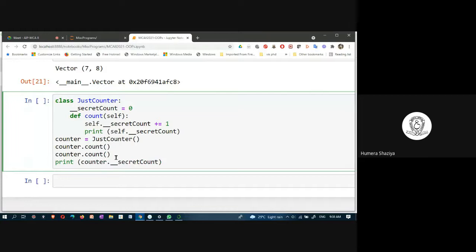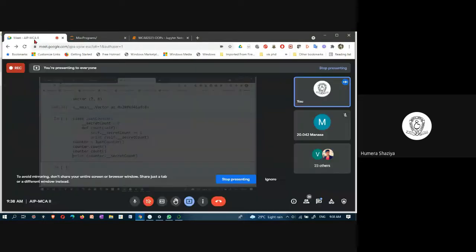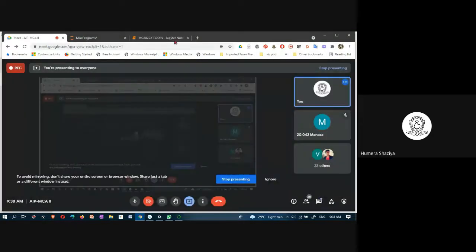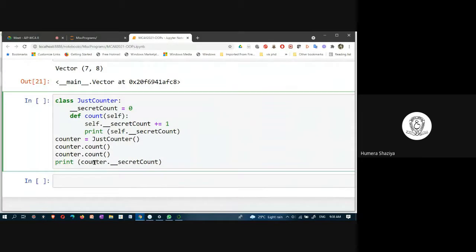What was the question? The question was how to prohibit access of members outside the class. That is done by making them private by using double underscore before the name. If you use double underscore before the name, it would turn out to be a private member. And when you try to access this outside the class, it raises an error saying that it is not defined.